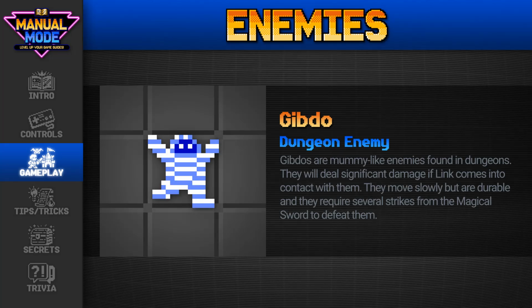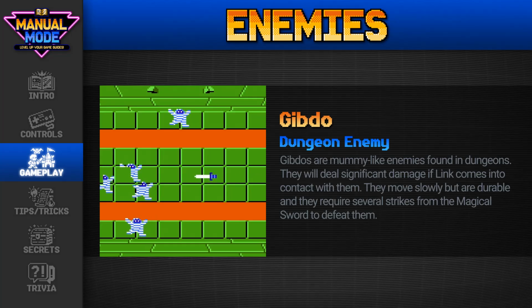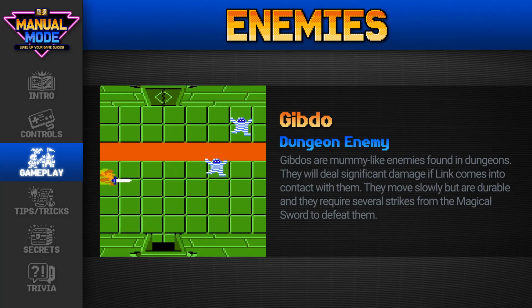Digdoggers are mummy-like enemies found in dungeons. They will deal significant damage if Link comes into contact with them. They move slowly but are durable, and they require several strikes from the magical sword to defeat them.